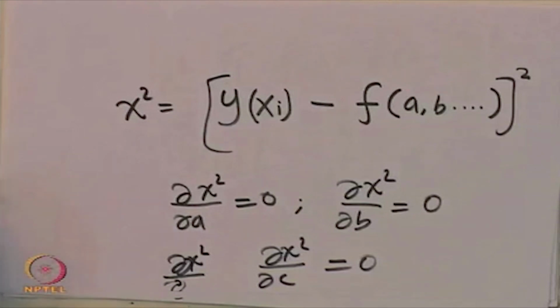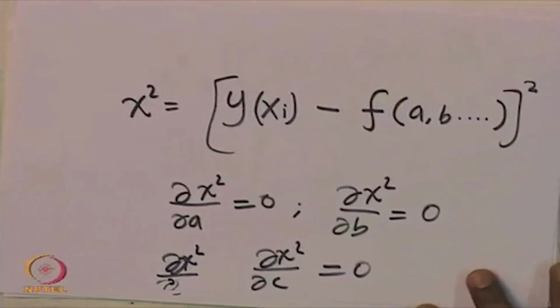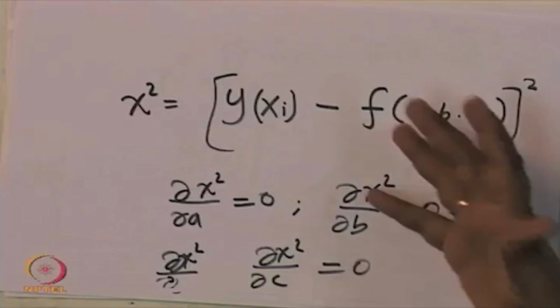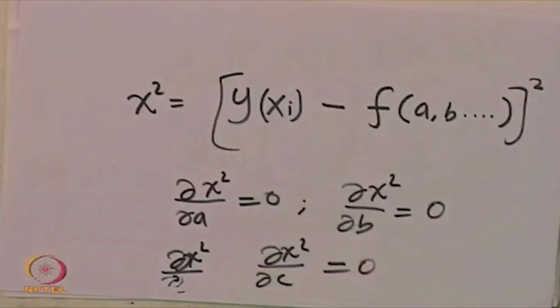So, this is what is going on behind the experiment, behind the computer. This is what the computer is essentially doing. It is easy to do for a straight line, it is a little more difficult if the f of x is a complicated function, but essentially this is the idea.